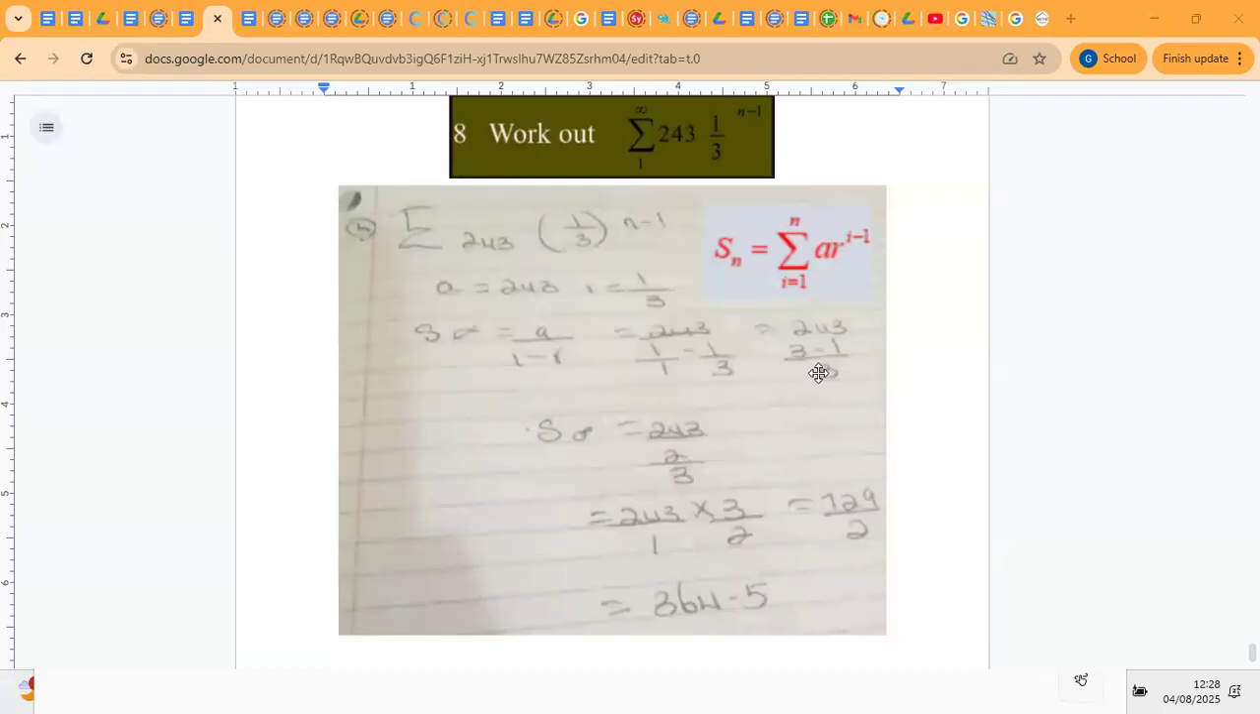So pause the video, take out your pen, pencil, paper, your calculator, and participate in this video. Work it out yourself to see if you get 364.5. And that's the way to learn any mathematical concept from a video. You must participate whilst viewing the video. Try it yourself.